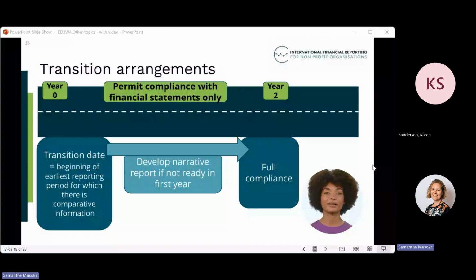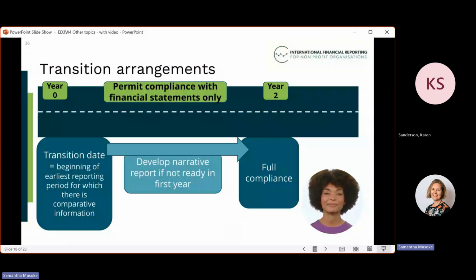Section 38 also allows those NPOs that are not yet able to express compliance with INPAG to explain whether they have adopted any parts of INPAG and their plans for achieving full compliance with INPAG. All assets and liabilities that are required to be recognized must form part of the opening balance sheet.